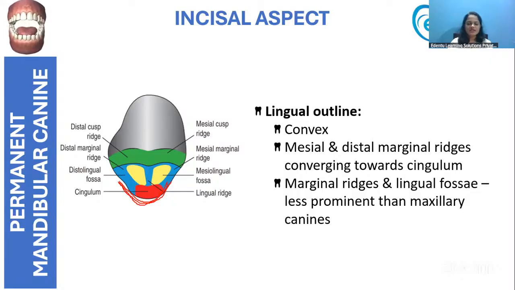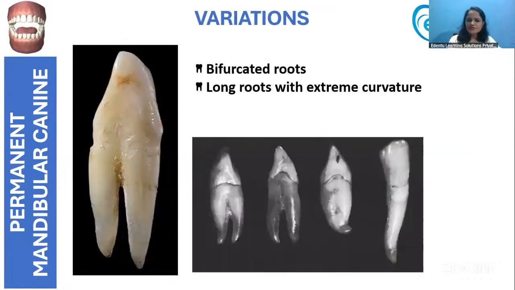And the mesial and the distal margins converge to form the cingulum. So this red color portion is the cingulum. So this distal marginal ridge and the mesial marginal ridge converge to form the cingulum. And the marginal ridges and the lingual fossa are less prominent when compared to the maxillary canines. Like already mentioned, all the features seen in the maxillary canine will be less prominent in case of the mandibular canine. So till the last slide, every student will write about all these points.